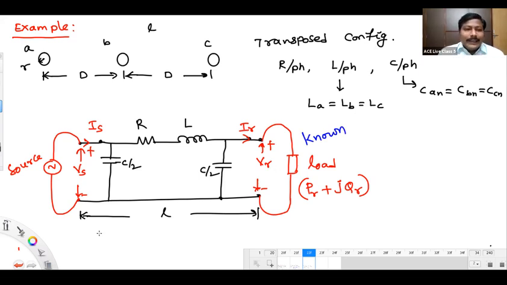Our aim is to calculate the performance of the line, which means two things we are interested to know. One is the efficiency of the line. Next one is the voltage regulation. Let us concentrate on efficiency. What is the efficiency of a line? Receiving end power by sending end power into 100%.